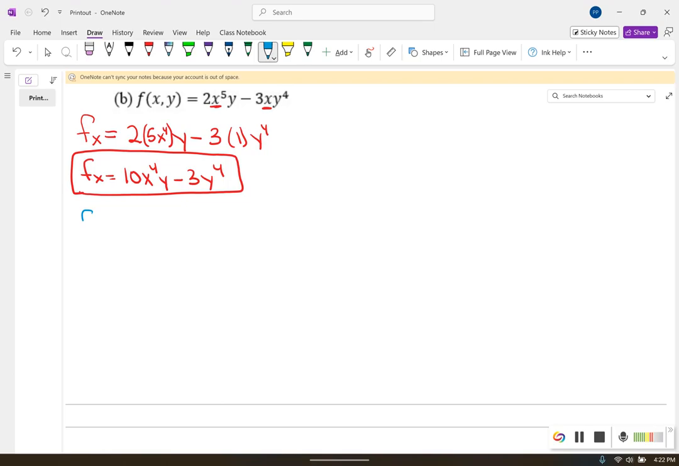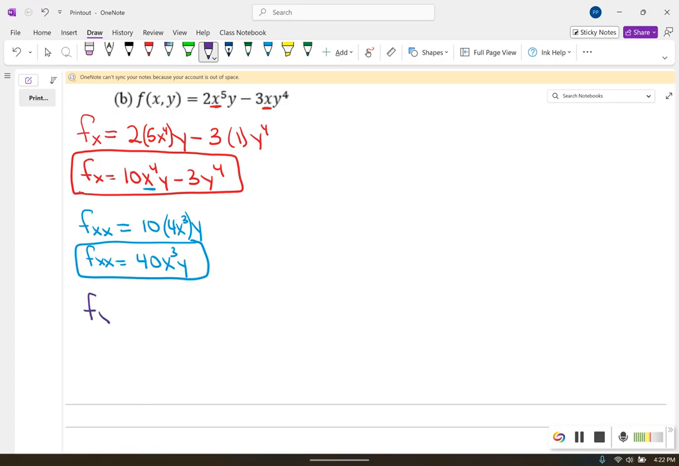All right. Then say I wanted to find f sub xx. Now I'm going to take the derivative of the red part with respect to x. So the 10 will stay there, the y will stay there, and the derivative of x to the fourth would be 4x to the third. With respect to x, the derivative of negative 3y to the fourth is just 0. And so I get f sub xx equals 40 x cubed y.